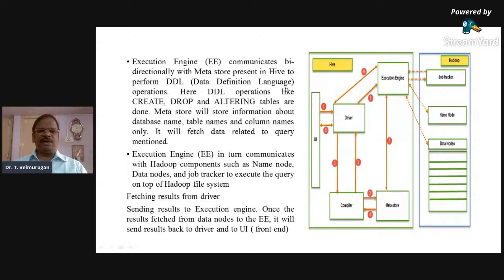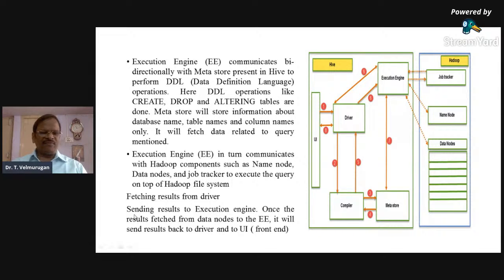Okay, then the EE communicates bidirectionally with the job tracker, the name node, and the data nodes. Some information is transported to the job tracker, and some information is transported from the job tracker to the EE. Similarly, some information is transported to the name node and back to the EE. This is the working process of the EE.